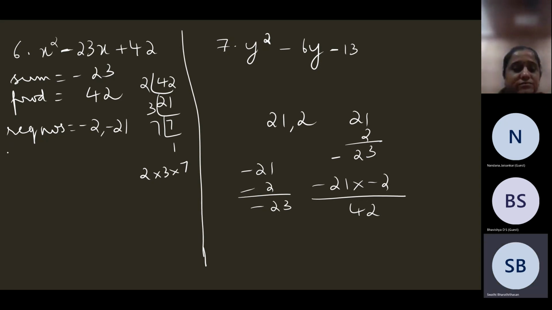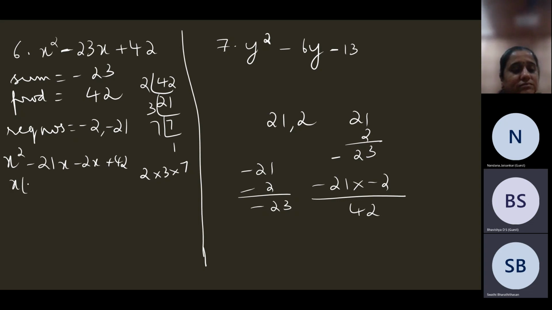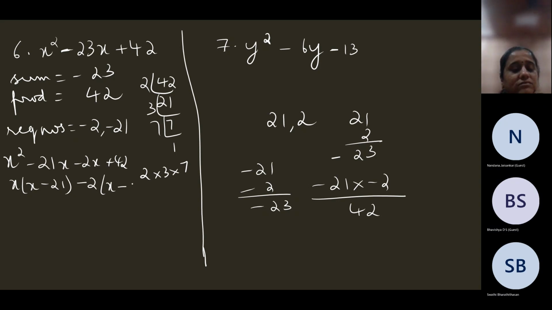Ma'am, x square minus 21x minus 2x plus 42. Then x as common. In the brackets, we write x minus 21. And minus 2 as common. In the brackets, we write x minus 21, ma'am. And x minus 21 as common, and then we write x minus 2.